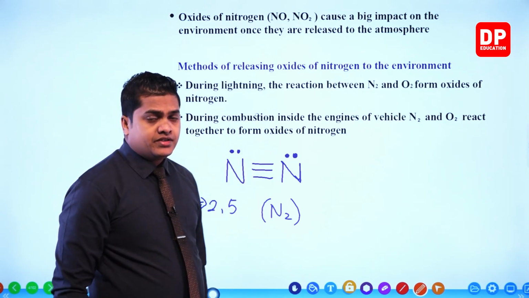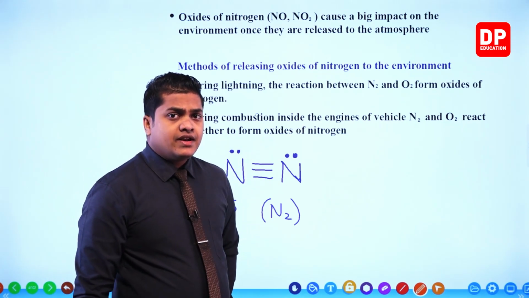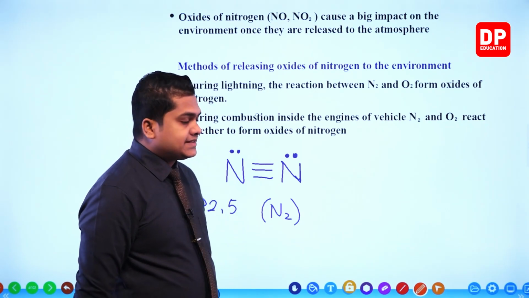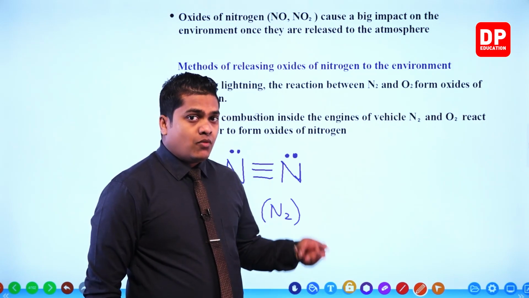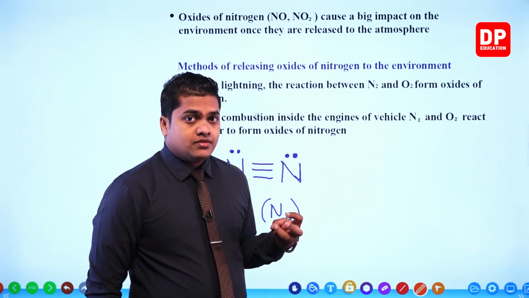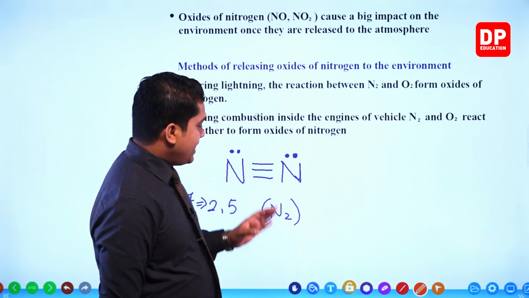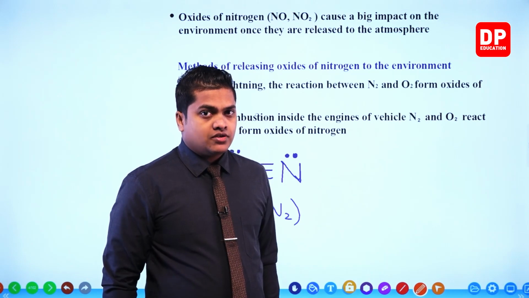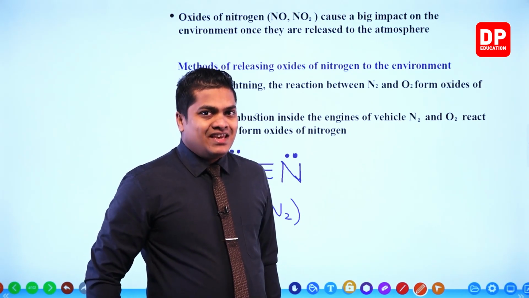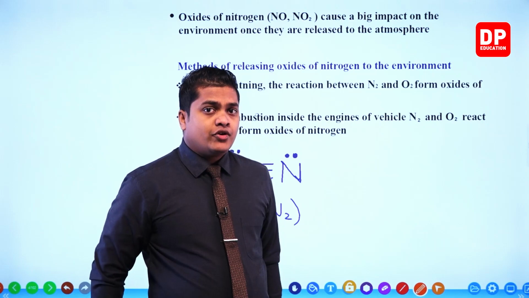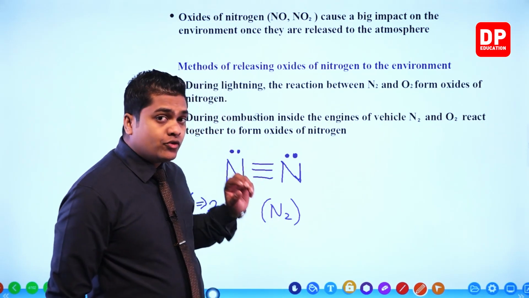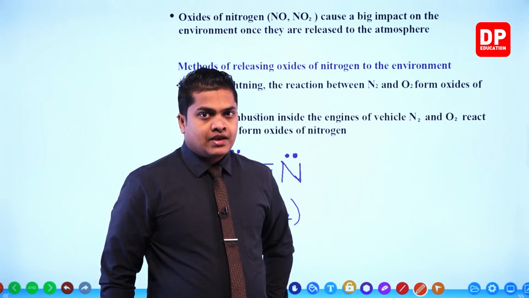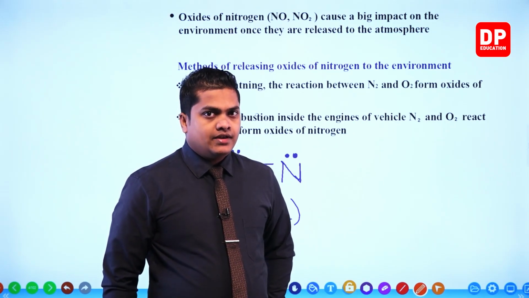Therefore, my dear children, nitrogen is a very inactive gas. What is the reason for it? Because nitrogen gas has a triple bond. Triple bond means there are 3 bonds, so it's very difficult to break these bonds and create new substances during a chemical reaction. So nitrogen needs a large amount of energy in order to break its triple bond and create new substances by reacting with other substances.